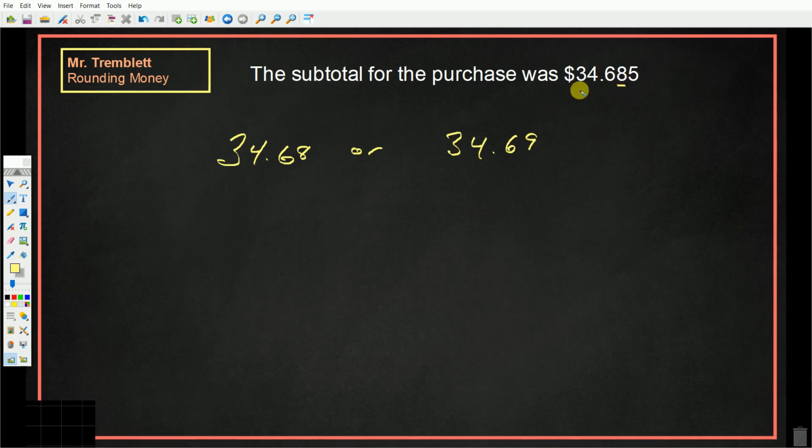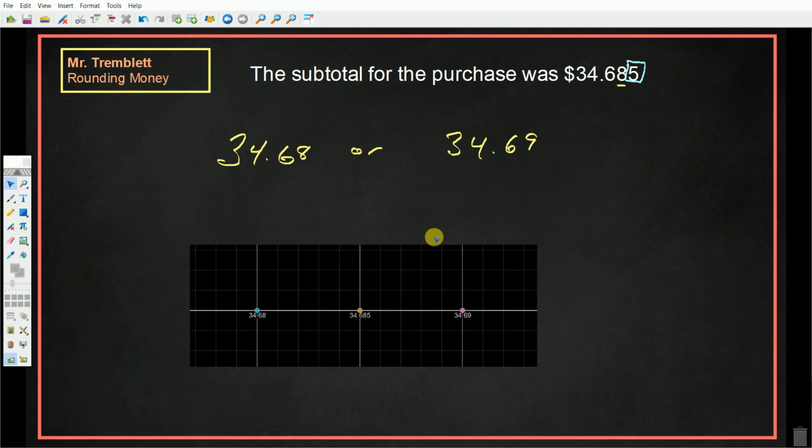The 5 is halfway. So what's the rule that we're going to look at when we have a 5 in that place value? So the rule is when there's a 5 that we always go up. And the reason is, if we were to graph it, it does show up as halfway. So we know that because it's not a 4, it's a 5, it is at least halfway.